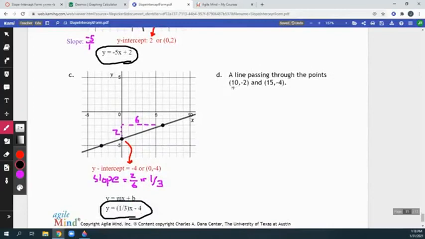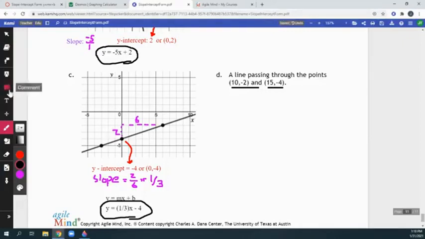We've got (10, -2) and (15, -4). Where are those on a graph? Just as a reminder, 10 is going to be way over here and negative 2, and 15 is going to be negative 4 like that. So you're going to have a graph that's like this or something like that, right? We have 10, negative 2 right here and 15, negative 4 down there somewhere. So that gives me a sense of what's going on with my graph. How can I figure out the things for this? Well, I'm going to show you another trick.